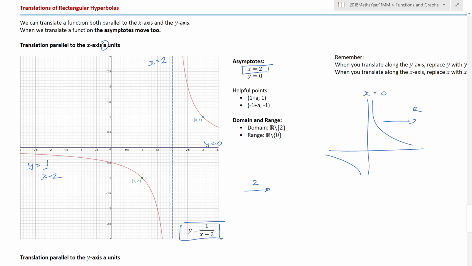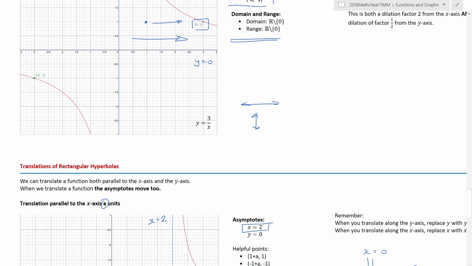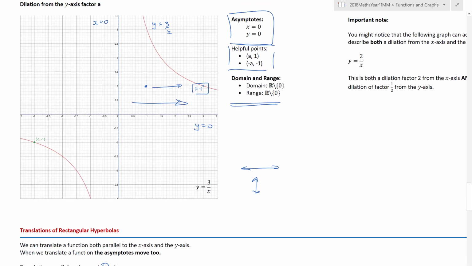Helpful points, once again showing the examiner that by moving the whole graph that way 2 places, my helpful point becomes 3, 1. This helpful point becomes 1, minus 1. And because both those points have moved, I know that I've got a translation. Earlier, if you remember, while this point changed to 3, 1, this one stayed at minus 3, minus 1, which suggested we had a dilation.